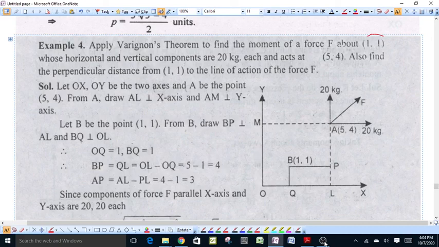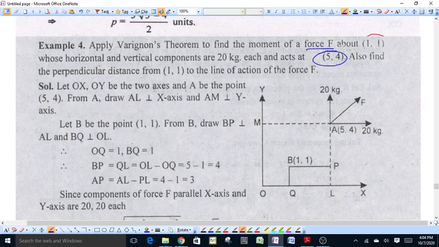Dear students, in this video we will take some more examples and apply Varignon's theorem to find the moment of a force about a given point. Suppose force F acts on a point (5, 4) and its horizontal and vertical components are 20 kg each, and we have to find the moment of force F about (1, 1) and also the perpendicular distance from the point (1, 1) to the line of action of force F.